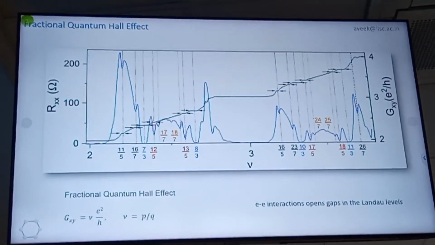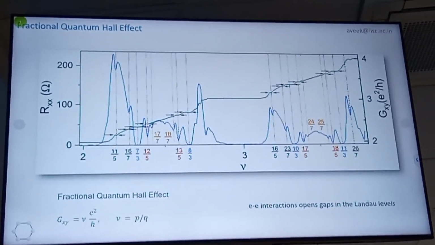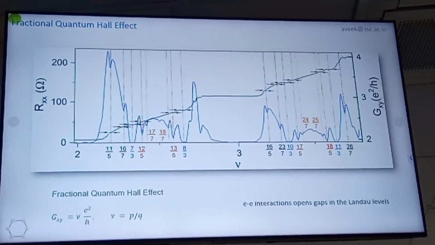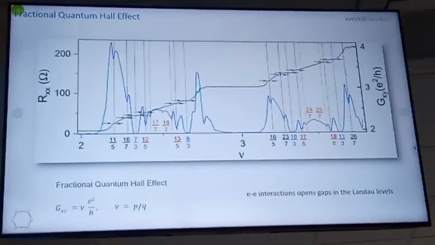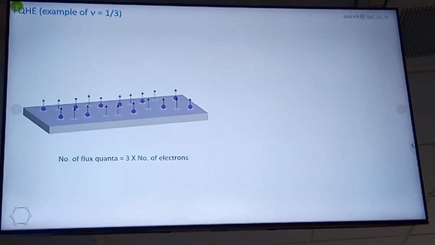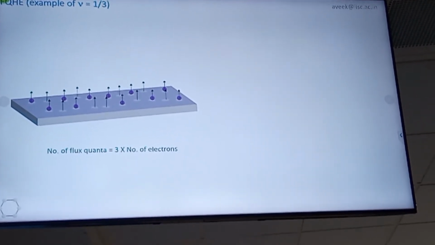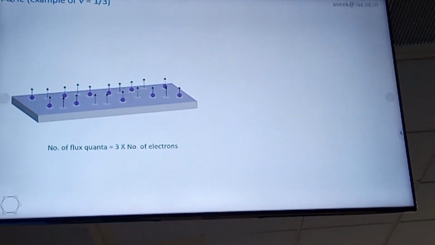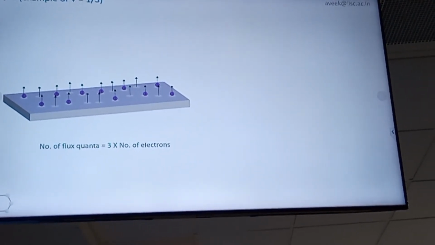And at those points, again, because of the previously argued, and I will show you why, my gaps open up, my Rxx goes to 0, and my Gxy becomes quantized in nu e squared over h, where nu now is a fractional quantum number, a rational fraction, p by q. Okay? So what is the simplest picture I can have in mind of a fractional quantum Hall effect? Let's think of nu equal to 1/3 state. When I say nu equal to 1/3, I mean the conductance is 1/3 e squared over h. So in this case, the number of flux quanta in the system is 3 times the number of electrons.